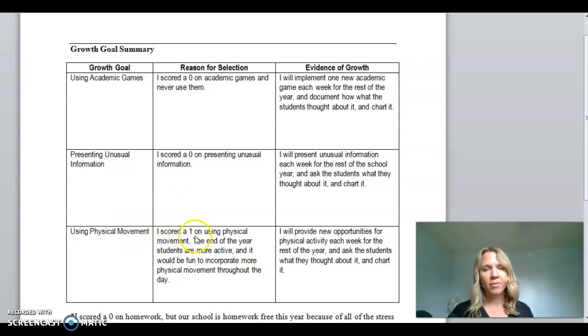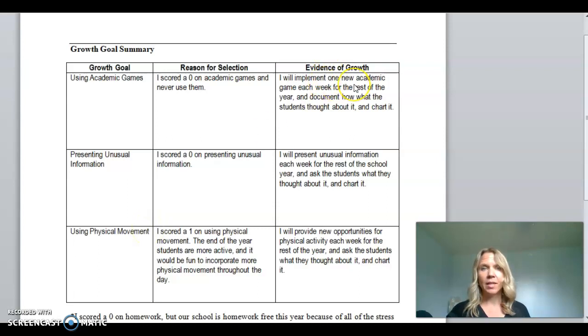I scored a 1 on physical movement. At the end of the year, students are more active, just like spring fever, and they're a little squirrely and all over the place. And it'd be fun to incorporate more physical movement throughout the day. So I thought all three of these actually would be fun for the end of the year.